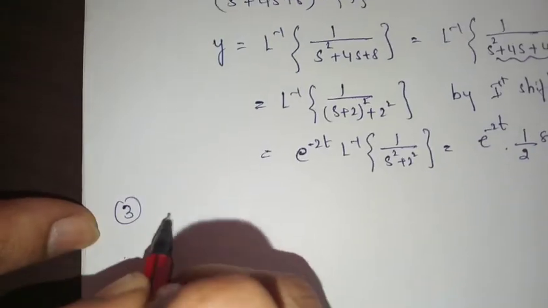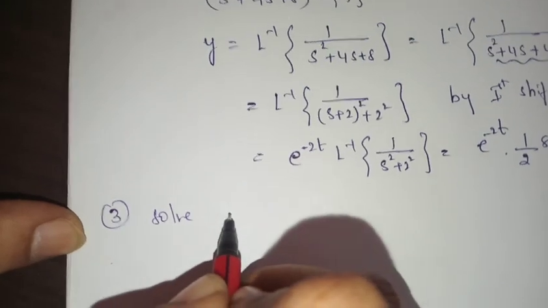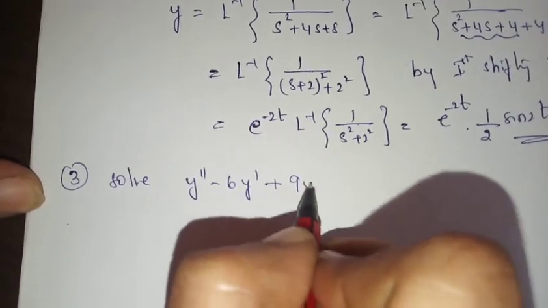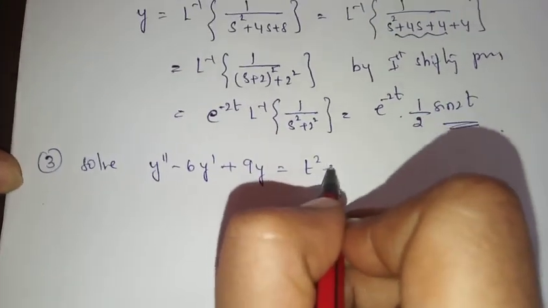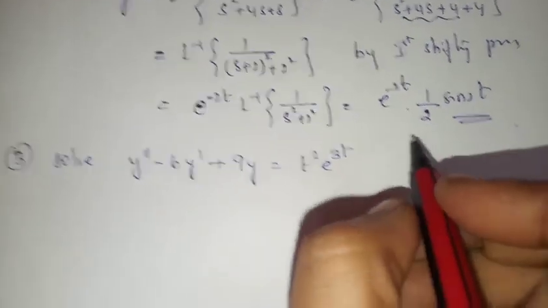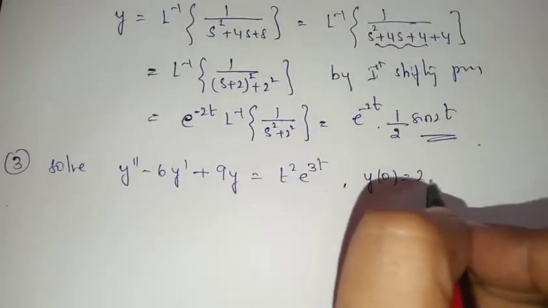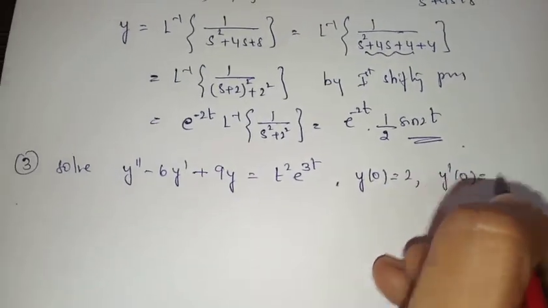The next one, solve y'' - 6y' + 9y = t² e^(3t) with the condition y(0) = 2 and y'(0) = 6.